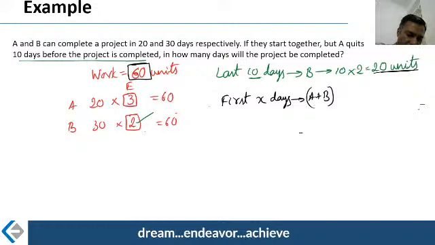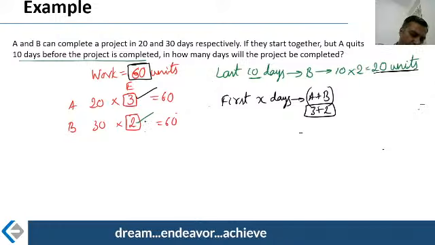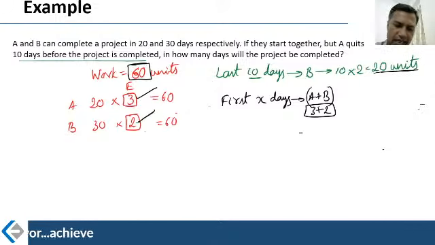What is the combined efficiency of both of them? 3 plus 2, 5 units. Combined efficiency is 3 plus 2. A can deliver 3 units, B can deliver 2 units. Together they can deliver 5 units.